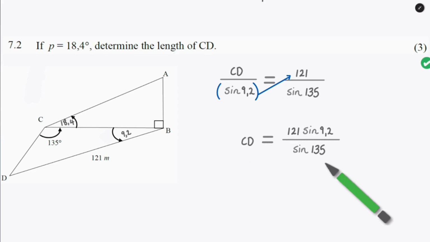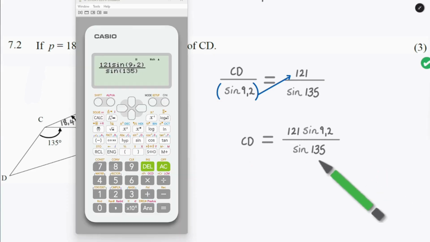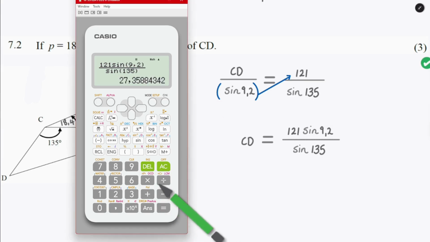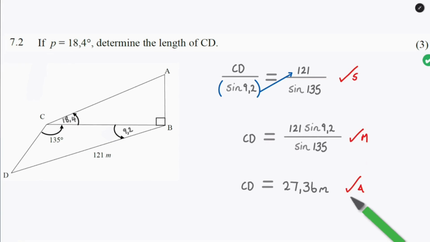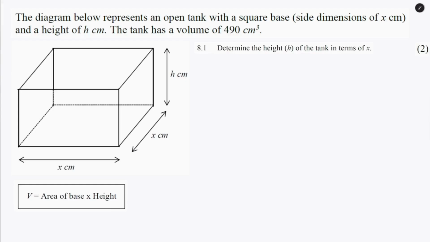There's no way you can work that out in your head. So we're just going to slap that into the calculator. Oh yes, 27.36. And just make sure that you have the correct unit of meters next to your answer. Wrapping this question up, you get 1 mark for your substitution into the sine rule, 1 mark for manipulation, and the last mark for your final answer.